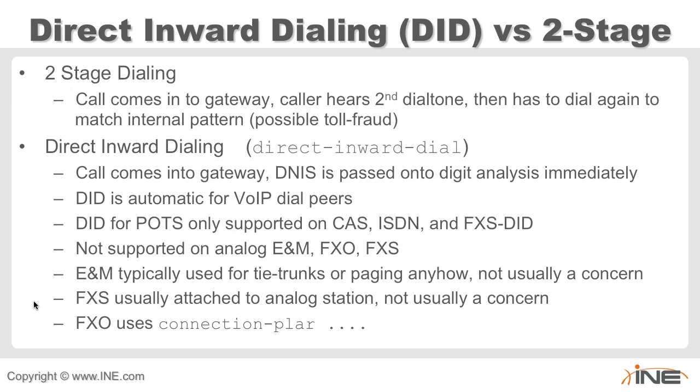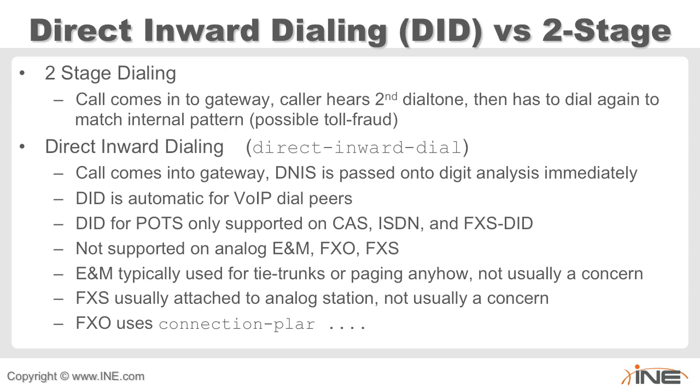This is basically for direct inward dialing specifically. It's really just for inbound dialing. But direct inward dial is not supported on analog E&M, on FXO, or on FXS ports. So if it's a digital port, no problem, CAS or ISDN. But if it's an analog port from the PSTN, it needs to be an FXS DID that you have, and you have to get a special type of trunk from them or circuit.